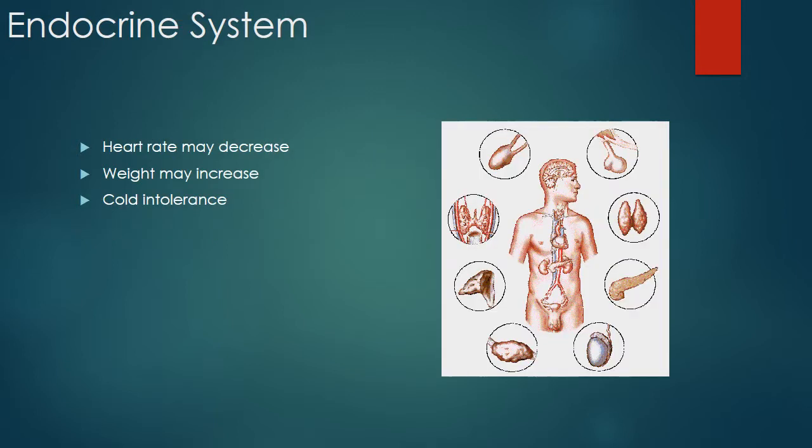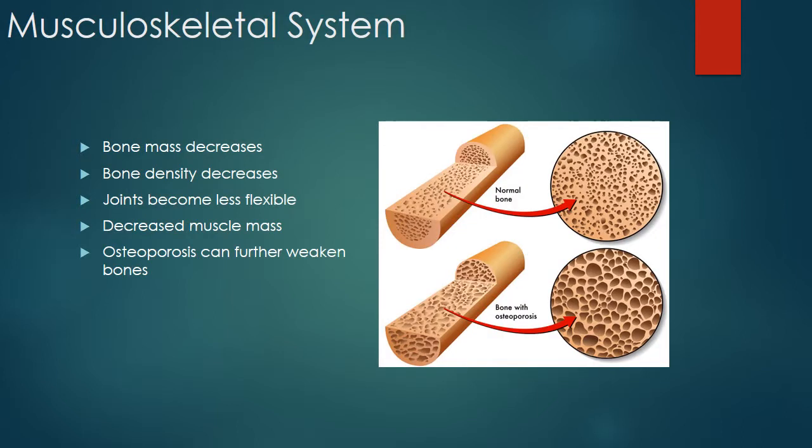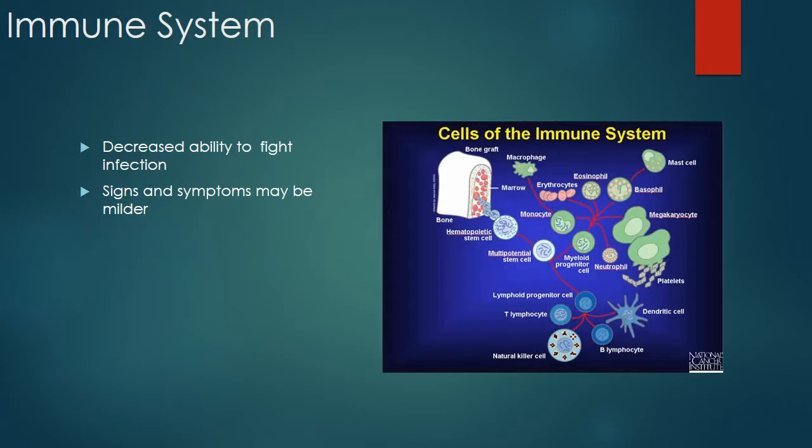Alright, so the endocrine system: the heart rate may decrease, weight may increase, and they have a cold intolerance. The musculoskeletal system: bone mass decreases, bone density decreases, and joints become less flexible. You would typically see this in patients with arthritis. Decreased muscle mass and osteoporosis can further weaken the bones, which makes geriatric patients more susceptible to breaks and fractures if they were to fall.